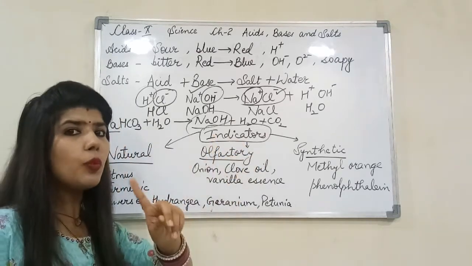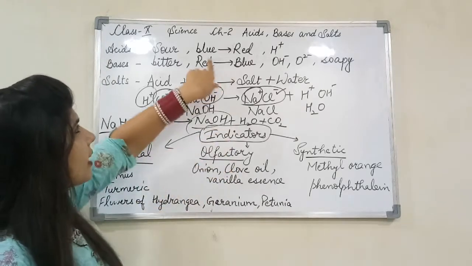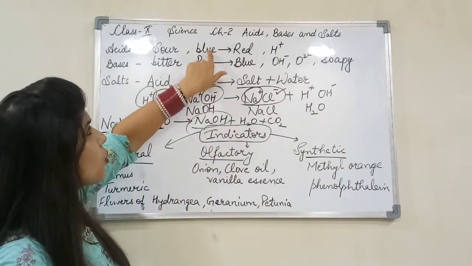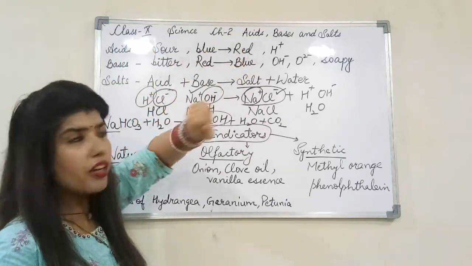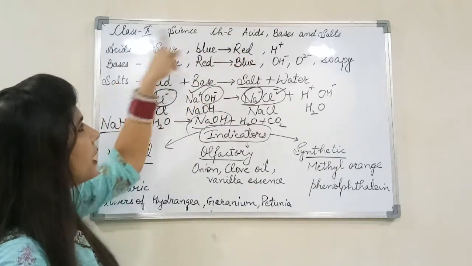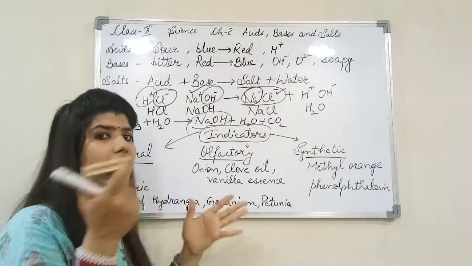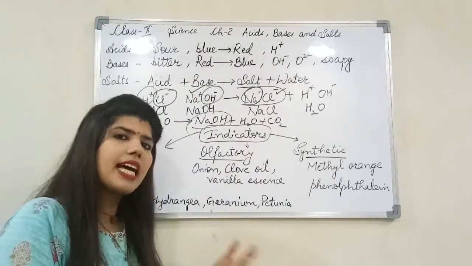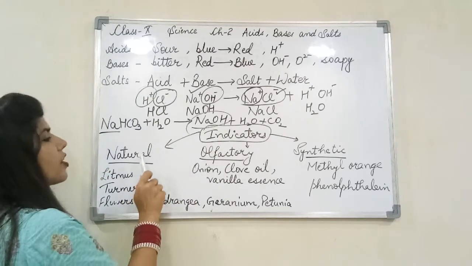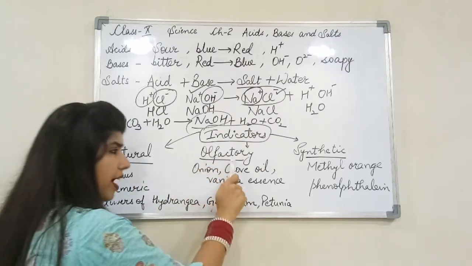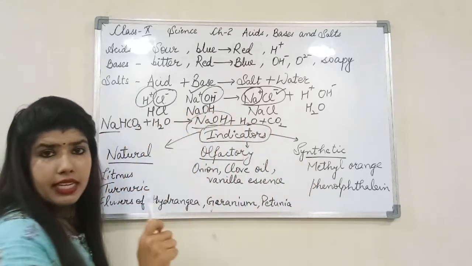One indicator we just talked about is litmus. Litmus, in the presence of acid, blue turns into red. And if I take red litmus and there is a base, it turns to blue. So it means color change can let me know whether something is acidic or basic. So talking about the three types of indicators: natural indicators, olfactory indicators, synthetic indicators.